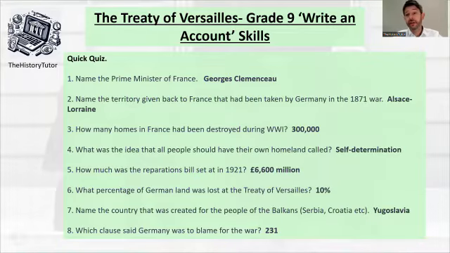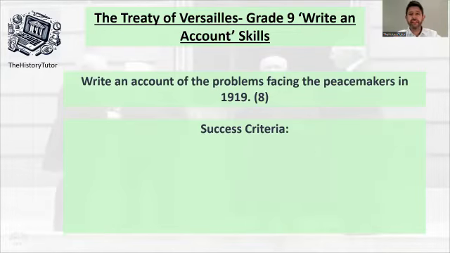Okay, so now let's have a look at some of those top grade 9 skills with the write an account question. So here is the question. Write an account of the problems facing the peacemakers in 1919.